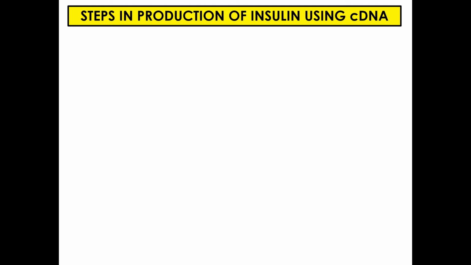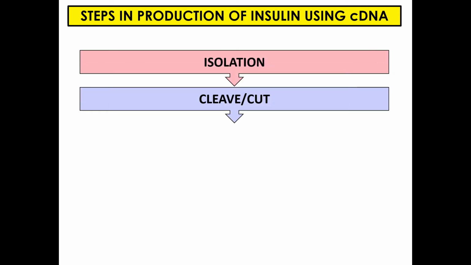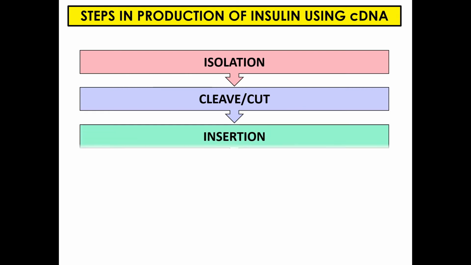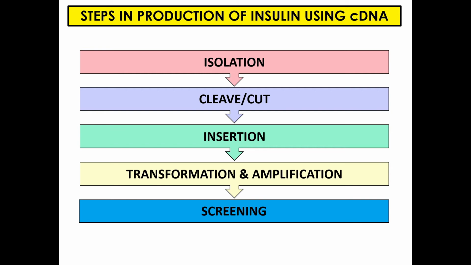As the conclusion of the overview, production of insulin has 5 steps. In here, production of insulin is using the cDNA. We will discuss later about the cDNA. The first step is isolation. Second step is cleave or cut. Third step is insertion. Fourth step is transformation and amplification. And last step is screening.